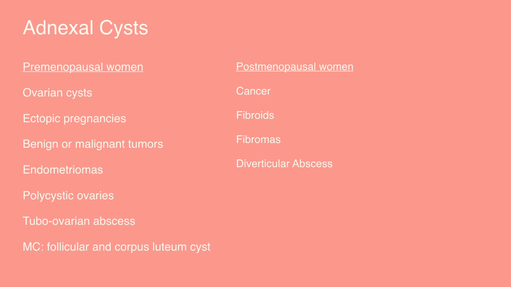So now I'm going to talk about adnexal cyst. And in premenopausal women, you can see primarily ovarian cyst, ectopic pregnancy, benign or malignant tumors, endometriomas, polycystic ovaries, tubo-ovarian abscess, and most commonly follicular and corpus luteum cysts. And in postmenopausal women, you will see mainly cancer, fibroids, fibromas, and diverticular abscess.